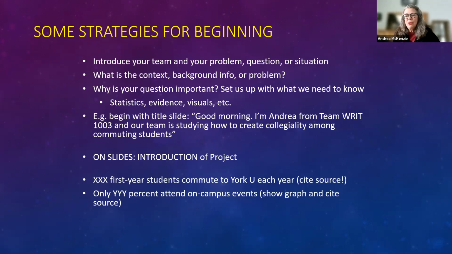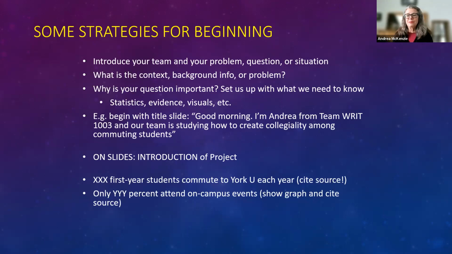In other words, you have to assume your audience knows nothing about your project, and you have to set it up for us. If you don't tell us, we don't know. You can set us up with, for example, statistics, the commuter problem, for instance. You could talk here about X number of York University students commute to York each year, but only X% attend on-campus events. And so you would cite the source for both of them, but you're clearly setting up your research question or problem here.